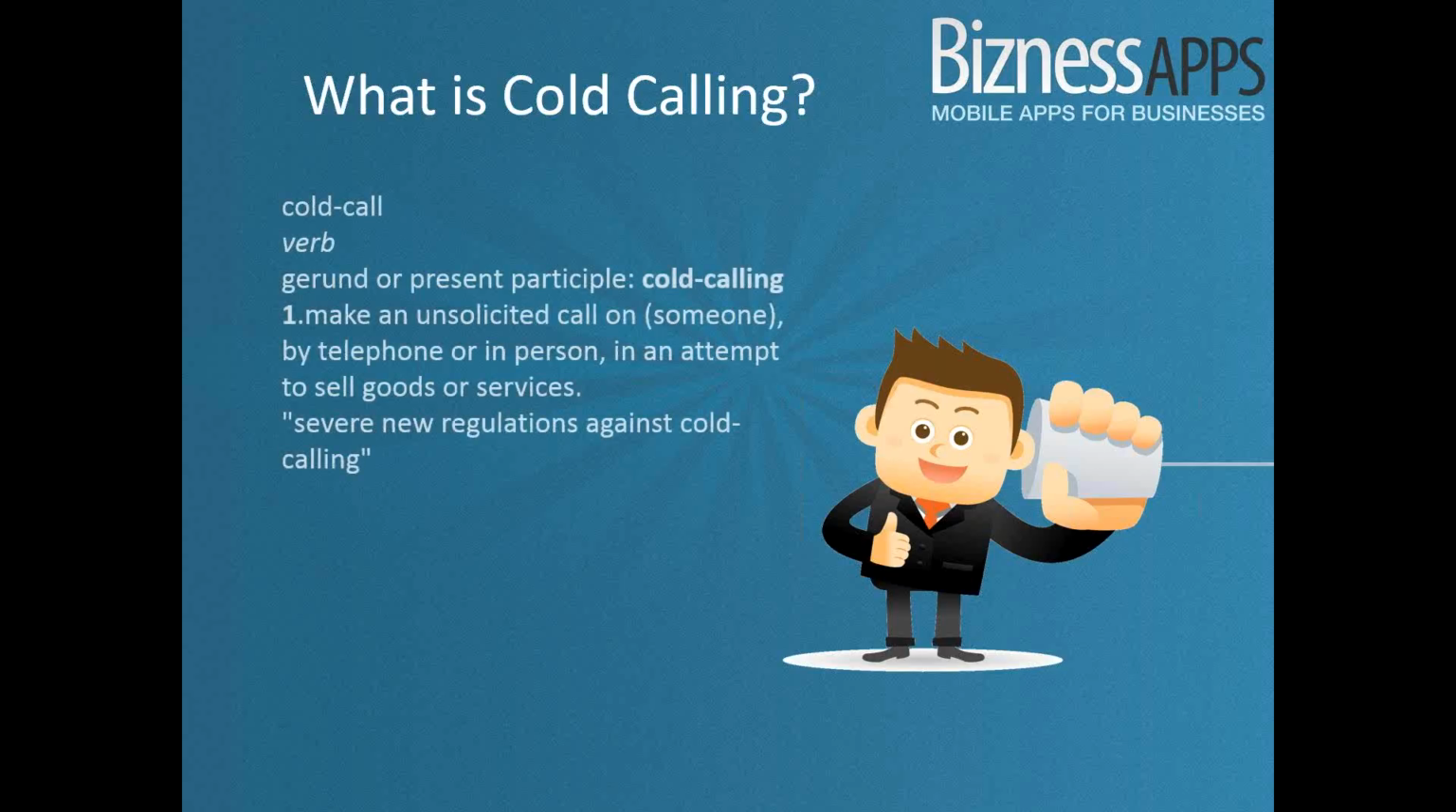So the textbook definition of cold calling is to make an unsolicited call on someone by telephone or in person in an attempt to sell goods or services. And I love how the example sentence that they give already has negative connotations: "Severe new regulations against cold calling." I mean, from the get-go, we are trained to fear cold calling, and there's all these guidelines, and how do we get past that?